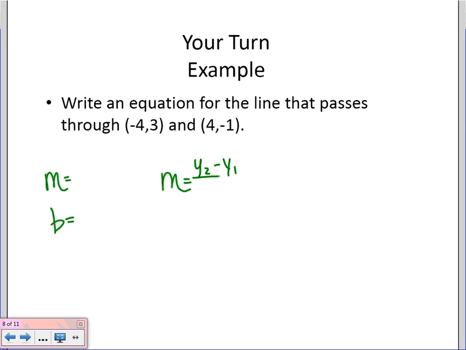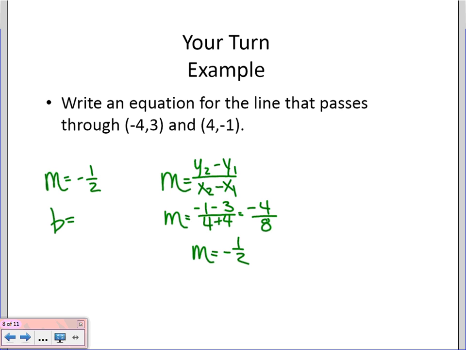Okay, so first we need our m, we need our b, we find our slope, m equals y2 minus y1 over x2 minus x1. M equals y2 is negative 1 minus 3 over 4 minus negative 4, which is negative 4 over 8. M equals negative 1/2.